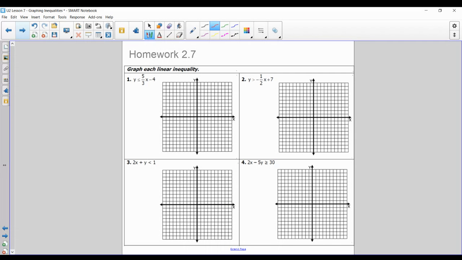All right, so what you need to do is homework 2.7. If you are remote today, you need to get that done right now and upload it to the Google Classroom before 2:30.